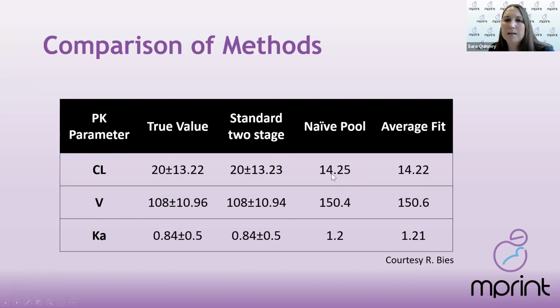However, when we're using naive pooled and average fit methodologies, you see that the clearance is underestimated and the volume is overestimated, as well as the Ka. So you see there is some variability when you're using these approaches that you need to be aware of.